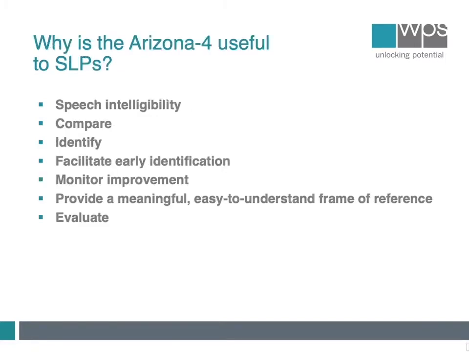Why is the Arizona 4 useful to SLPs? You use it to understand and describe an individual's level of articulatory ability and overall speech intelligibility, compare articulatory ability across single word and connected speech, identify and describe phonological impairment and prioritize speech targets, facilitate early identification, monitor improvement, provide a meaningful, easy-to-understand frame of reference for discussing an individual's speech development, therapy needs, and progress through the use of intelligibility values, severity ranges, and percentage of improvement scores.